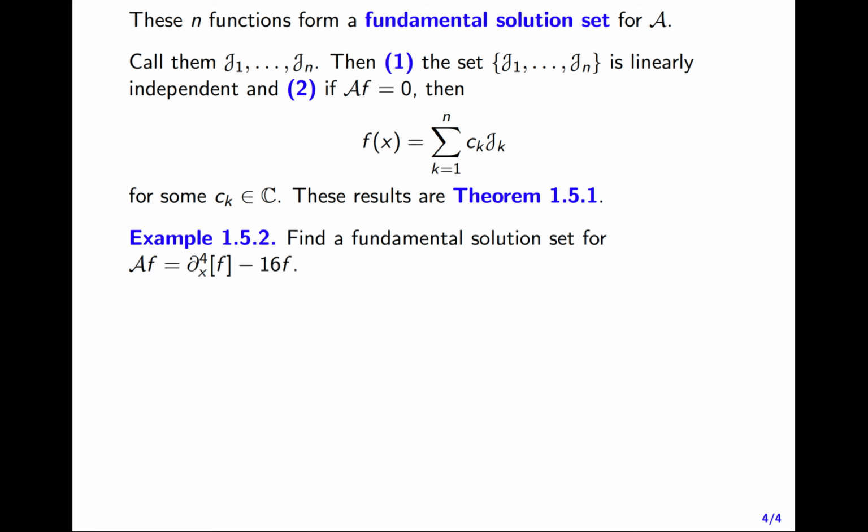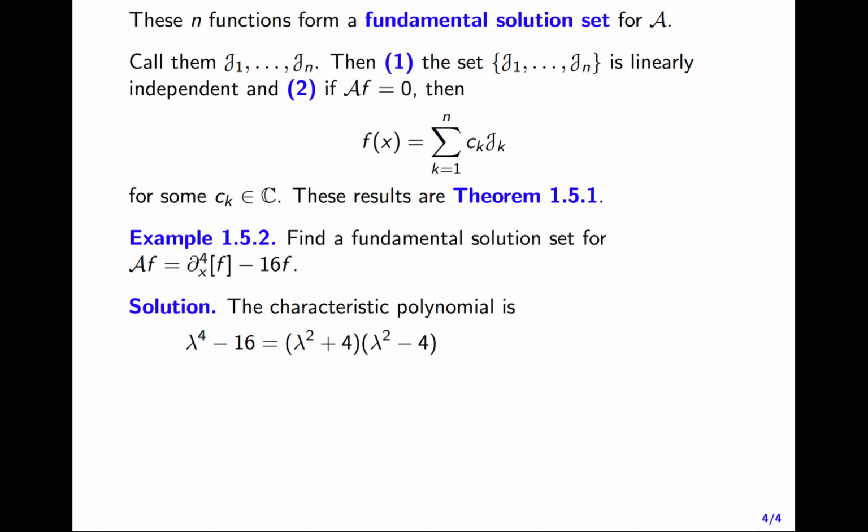So now let us use this theorem to find a fundamental solution set for the differential operator A on f is the fourth derivative on f minus 16 f. The first thing we do is find the characteristic polynomial. This is lambda to the 4 minus 16. So of course we want to find roots of the characteristic polynomial, and we factor it. This factors first as lambda squared plus 4 times lambda squared minus 4. And that factors as lambda squared plus 4 times lambda plus 2 times lambda minus 2. So by inspection, I see the roots are plus or minus 2 and plus or minus 2i.